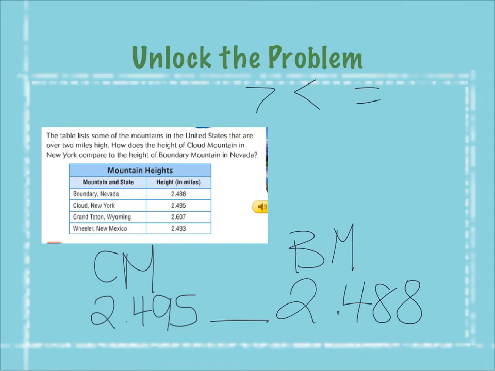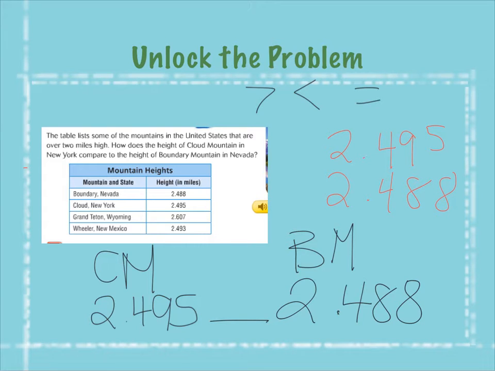All right, so the easiest way to compare is by starting in the highest place value. So we always try to compare to the highest place value, and like we said in the last video, the further left you go, the greater the place value, the further right you go, the lesser the place value. So we're going to start out by going to the highest place value and comparing those two numbers. When I am starting out doing this, I always like to write them like this, up and down, so I can really see. So there's Cloud Mountain, and here is Boundary Mountain.